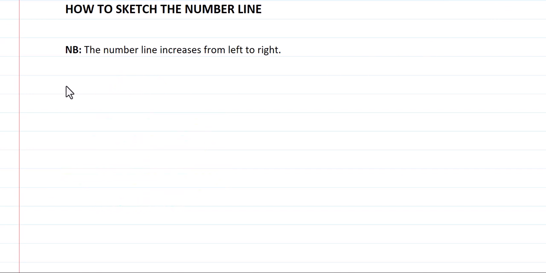How to sketch the number line. The number line increases from left to right. Okay, you're wondering, what are we going to do with the number line? How is it going to help us? The number line is going to help us see how the numbers connect. So let's go ahead and do this.